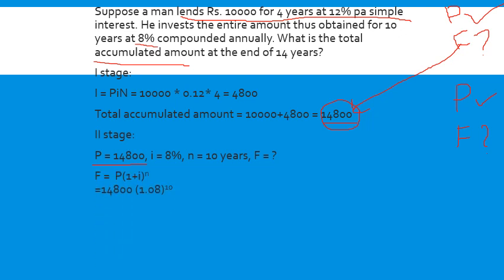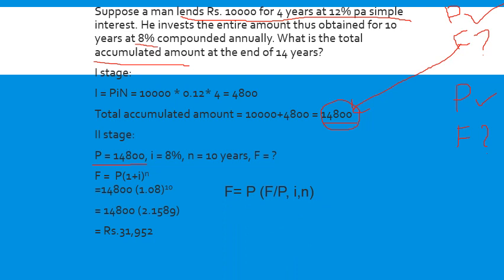Use the formula. F is equal to P multiplied by 1 plus I to the power of N. Substitute the values and you will get it as 31,952 rupees.